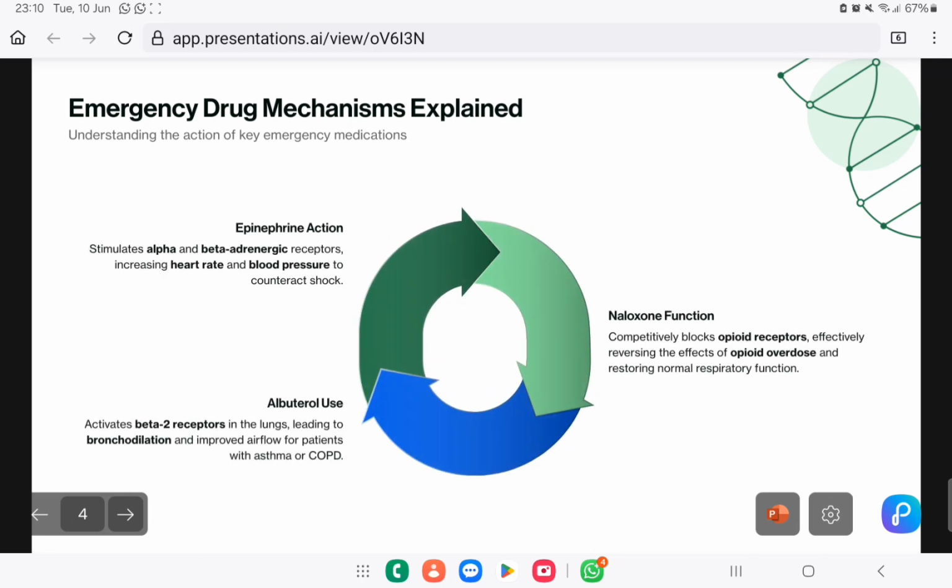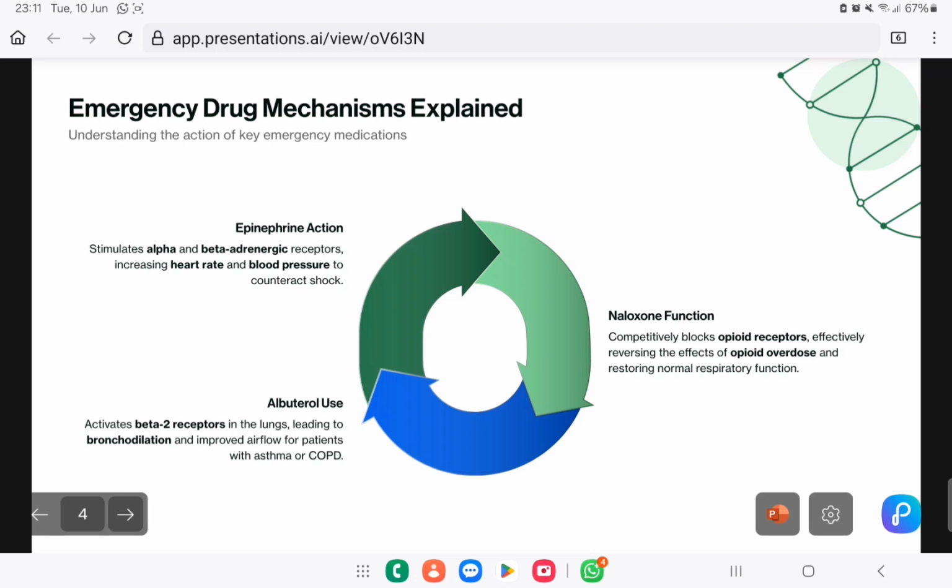Emergency drug mechanisms explained. Now let's understand the action of key emergency medications. Epinephrine action: it stimulates alpha and beta adrenergic receptors, increasing heart rate and blood pressure to counteract shock. Naloxone function: it competitively blocks opioid receptors, effectively reversing the effects of opioid overdose and restoring normal respiratory function.